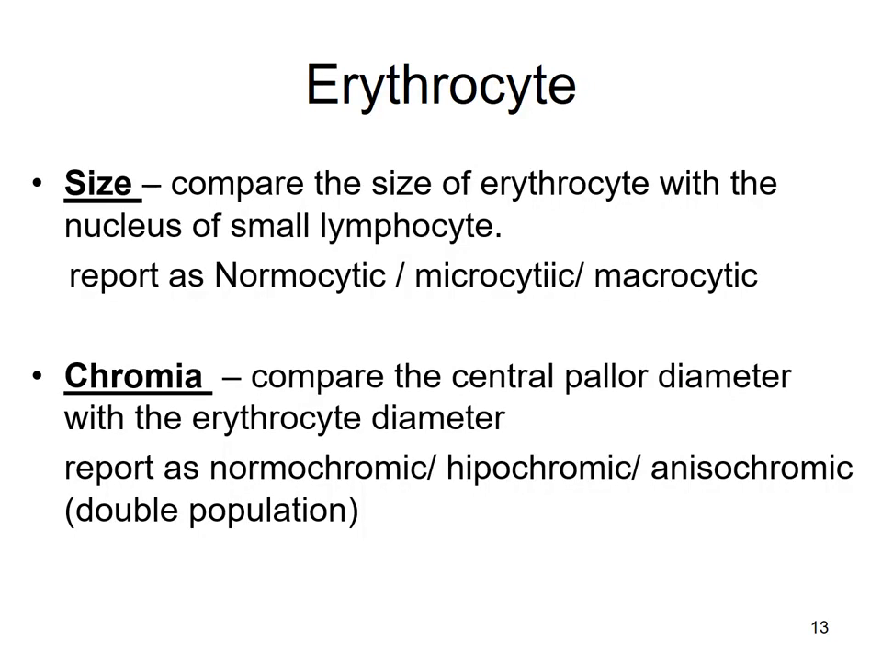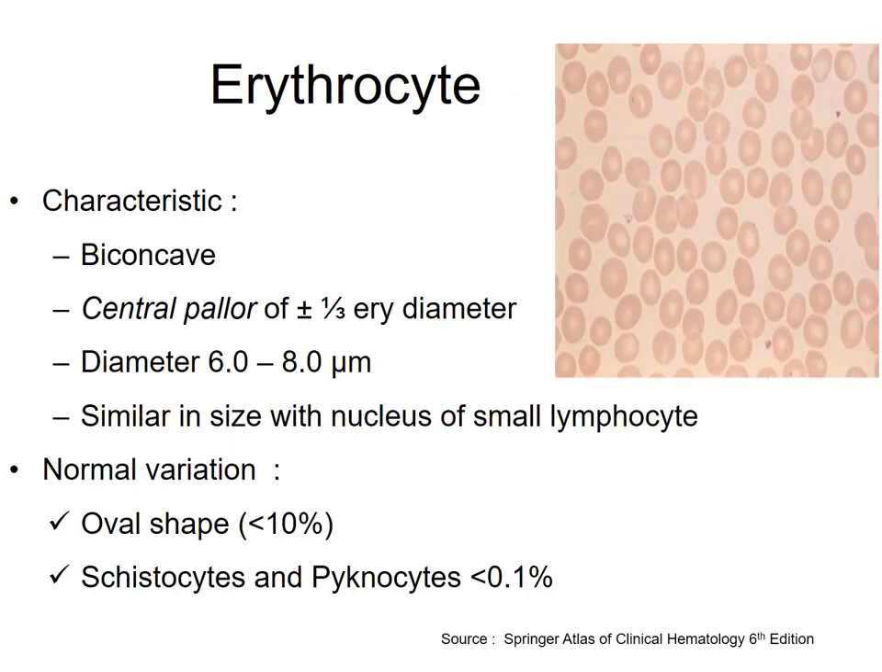The last development is the mature erythrocyte. In blood smears, we should examine the size and the chromasia. Erythrocytes have specific characteristics, such as being biconcave, with a central pallor around 1/3 of the diameter, and being as big as the nucleus of a small lymphocyte.